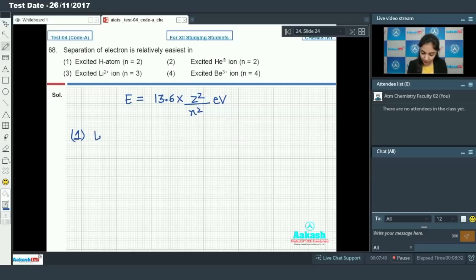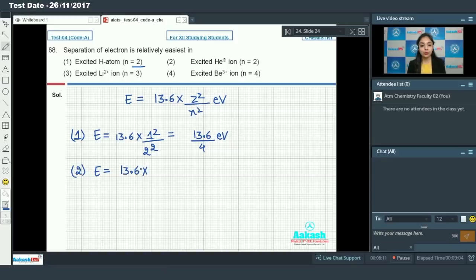In the first option, the separation energy will be equal to 13.6 into Z square by N square. Z for hydrogen is 1, so 1 square, and N we have been given is 2, so 2 square. So it will be equal to 13.6 divided by 4 electron volt. I hope students this is clear to you. Next we have helium plus ion. For helium plus, Z is equal to 2, so 2 to the power 2, and N we have been given is 2. So it is equal to 13.6 electron volt.